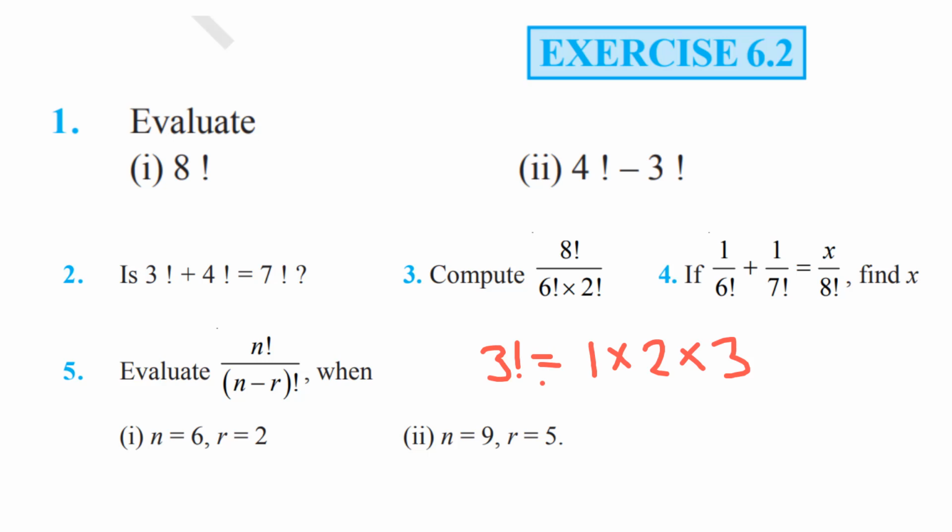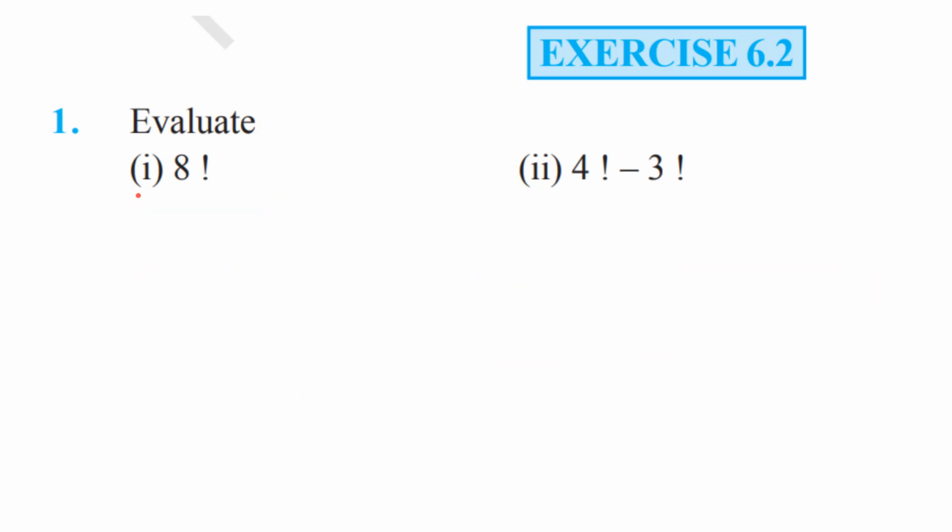10 factorial is 1, 2, 3, 4 up to 10, we have to multiply. The consecutive numbers need to be multiplied to get the factorial. Well, let's look into the questions. Evaluate 8 factorial. We will evaluate 8 factorial.